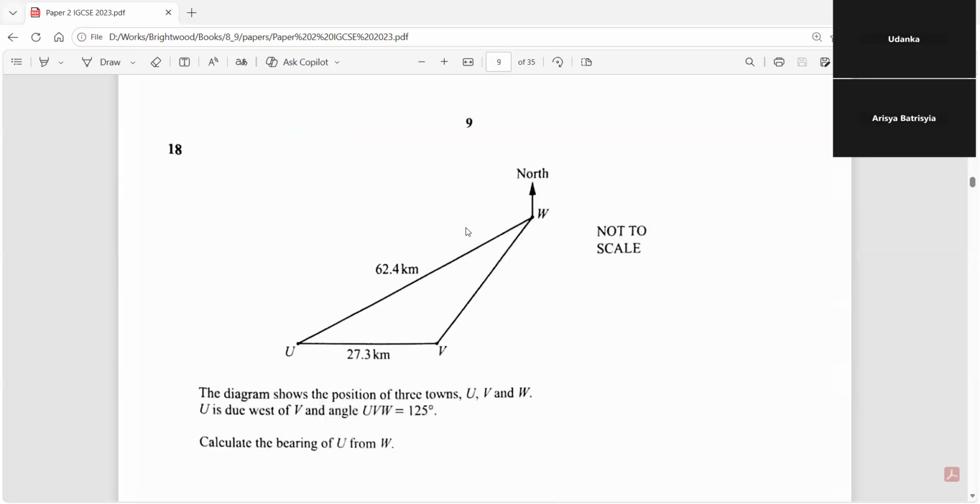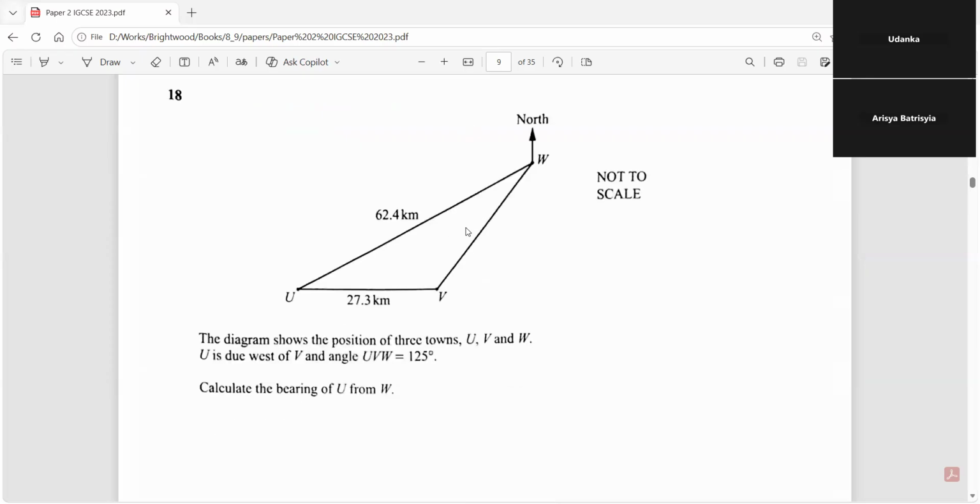Okay, now look at this question, how to do this one. This diagram shows the position of 3 towns. They are having 3 towns, U, V, W. U is west of V and angle UVW is 125. U is west of the V and angle UVW.